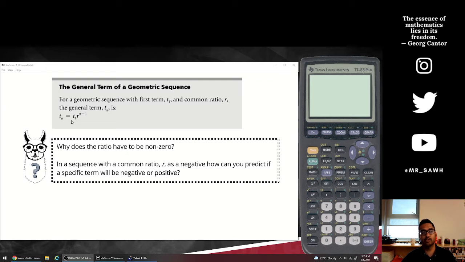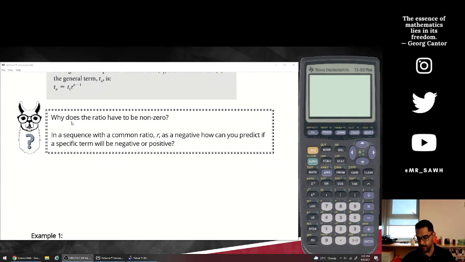Now we can use it to do a couple things. So if you think about why that ratio has to be non-zero, let me do a bullet here. The ratio is non-zero, or every term after t1 will be 0. If you think about taking a number and multiplying it by your ratio of 0, it just zeroes out every other term, which isn't really interesting to think about.